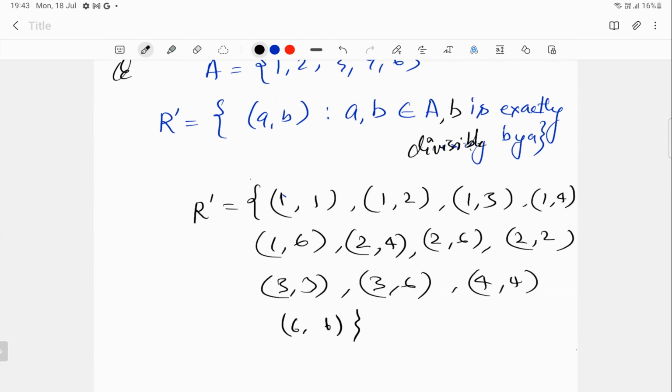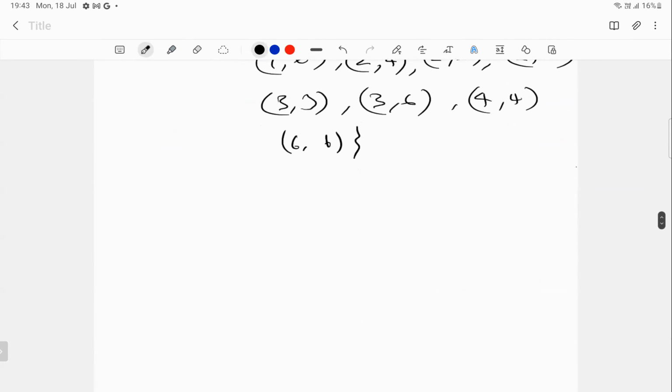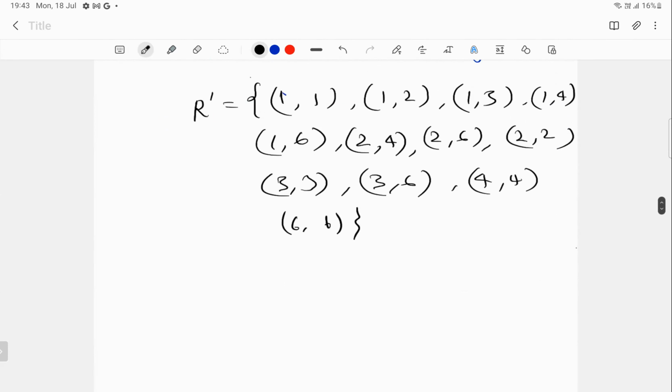Now what do you need to find out? Domain. What is domain? Domain and range are same. Domain is {1, 2, 3, 4, 6}. A range is also {1, 2, 3, 4, 6}. Range means whatever the elements are given. And can you represent this in mapping form? Can you draw the map of this relation?